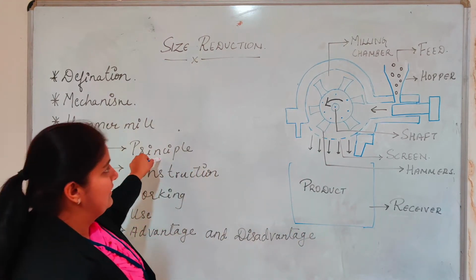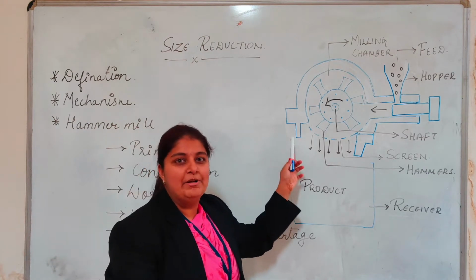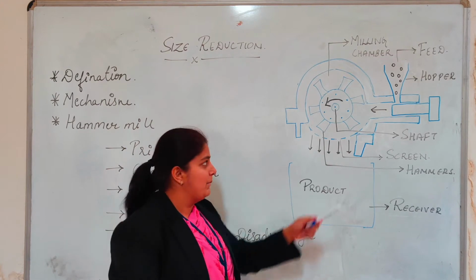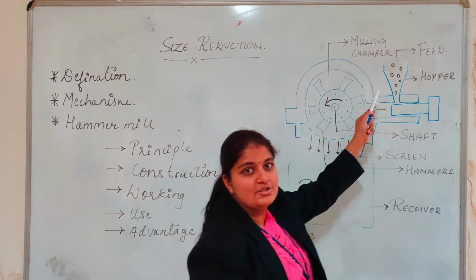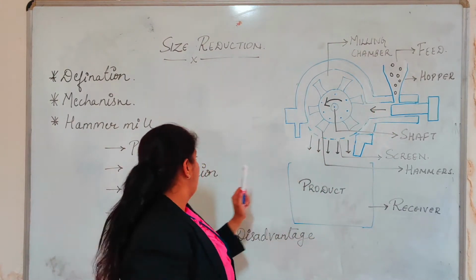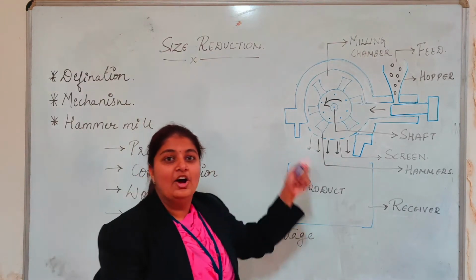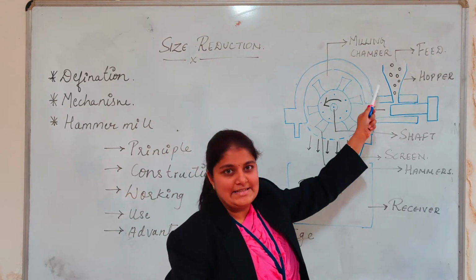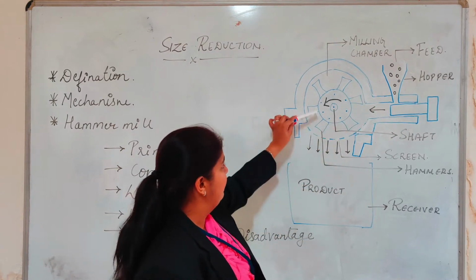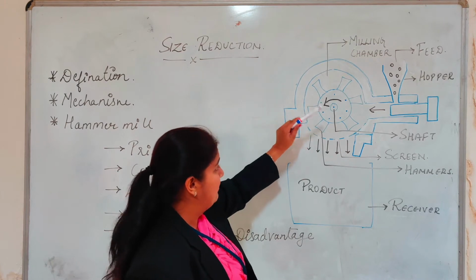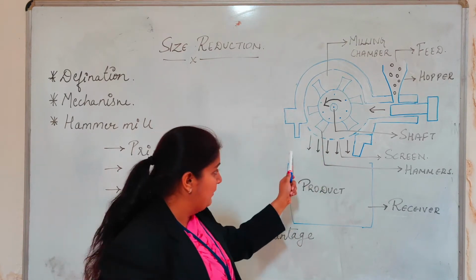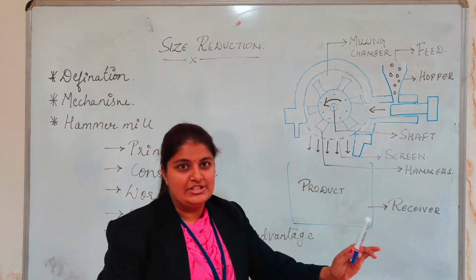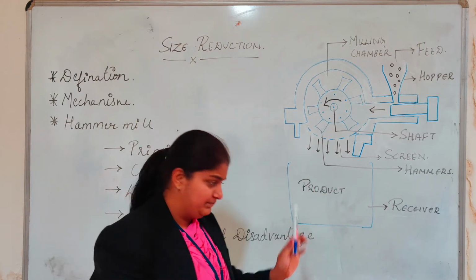Coming to the principle, the hammer mill mainly works on the principle of impact. The impact is seen between the hammers and the particles, or the feed which has to undergo size reduction. Coming to the construction, as I said, the whole setup is made up of stainless steel. The hopper is made up of stainless steel. Then we have the shaft and the hammer, which are also made up of stainless steel. Coming to the screen, these are made up of metal and there are different perforations or different sieve numbers.